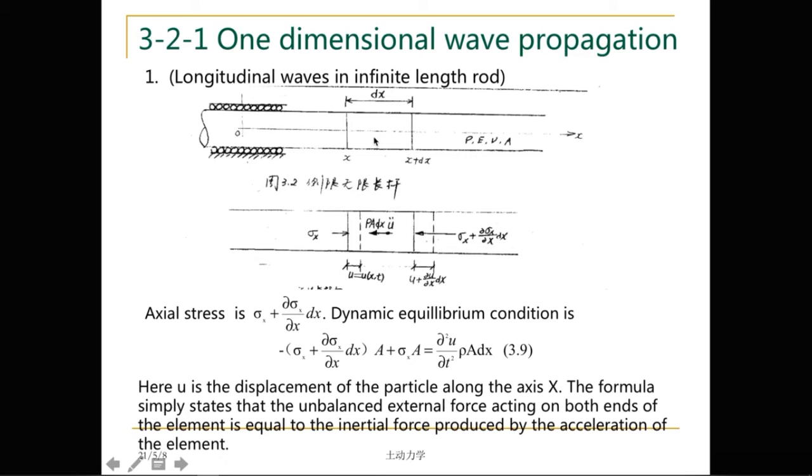Now we have to analyze the vibration of it. You see, the continuous line means the initial location of two sides of this element. The dashed line means the two sides' locations when the vibration reaches the farthest position.